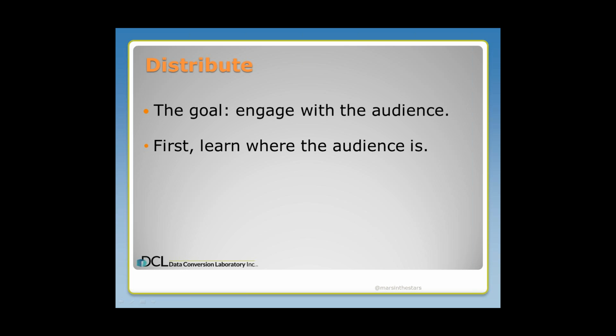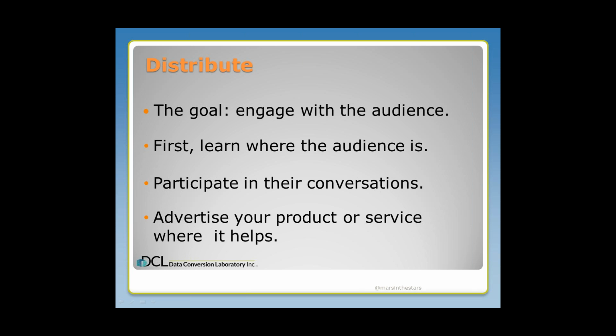If they're on Facebook, you get on Facebook. If they're on Instagram, you get on Instagram. If they're not using social media, find out what they are using. It might even be somewhere in real life. And then once we know where they are, we can participate in their conversations and find out what information they're looking for that we can offer. So we don't want to be spam mail. We want to be the answer to the questions that they're asking.